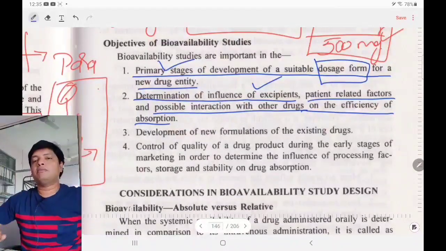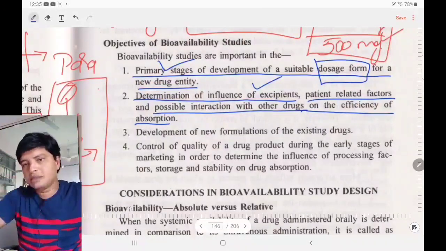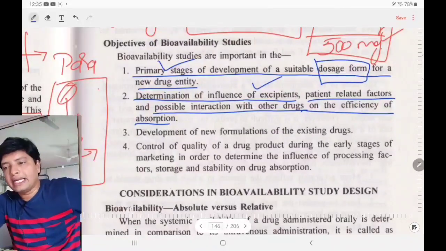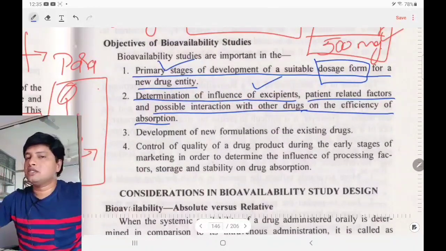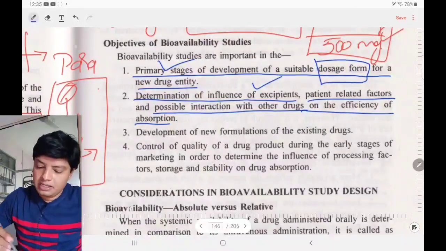By conducting bioavailability studies. They give the tetracycline to the patient. They make that patient drink milk or some calcium containing substance. If there is no absorption, then they will see that okay, this drug is forming a complex, hence there is no absorption. So that is your patient related factors for drug absorption.